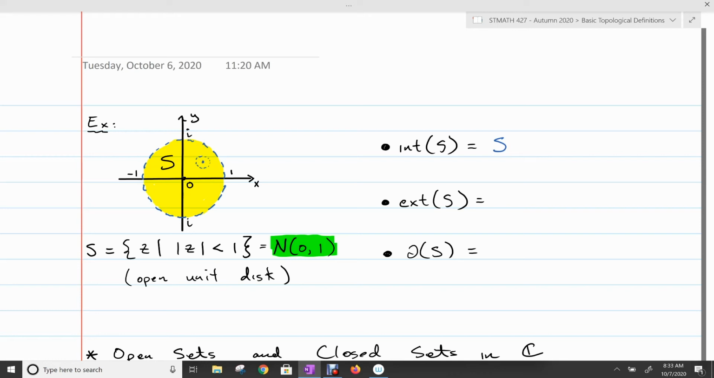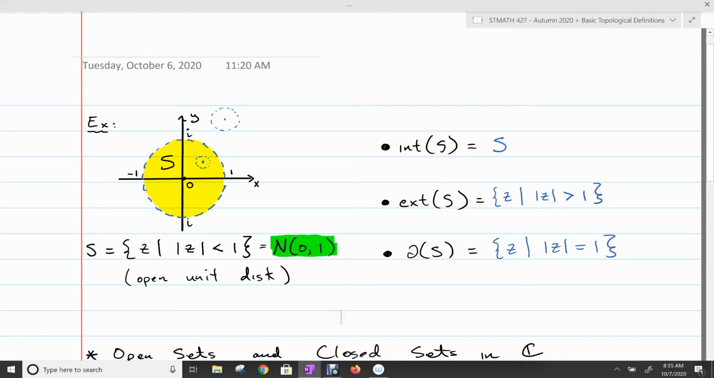The exterior, how could we describe that? The exterior is just going to be everything that's outside of that disk. In the exterior of this set are points that you can put a disk around, and that disk stays entirely outside of that set. So certainly none of the points right on the boundary would be exterior. It'd have to be points that are beyond the boundary, right? So you could describe this as the set of all Z where the modulus of Z is greater than 1. And then the boundary of S would be, of course, just those points that are on that unit circle. So those would be the set of Z where the modulus of Z is equal to 1.